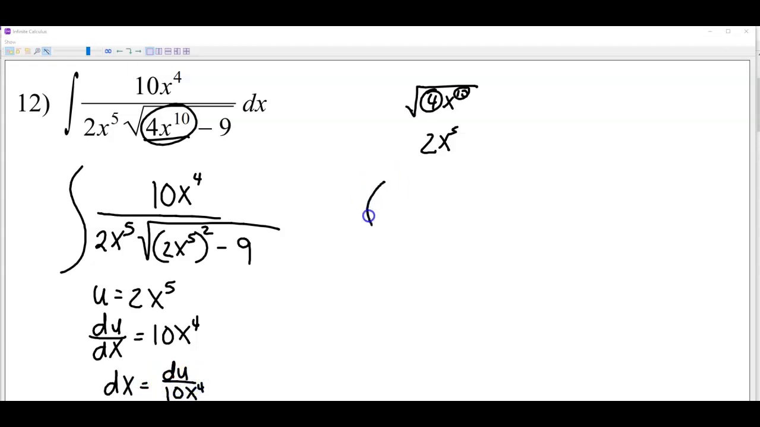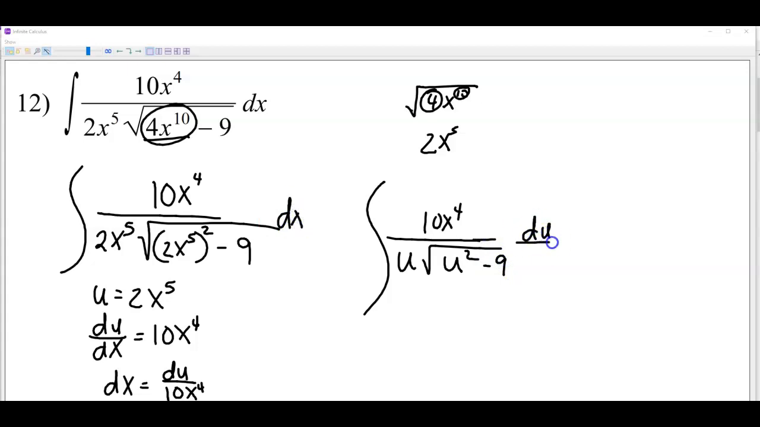Now we're ready for plugging the stuff in. We have our 10x to the 4th on top, 2x to the 5th on the bottom. We're going to replace the 2x to the 5th with a u squared. And as a matter of fact, I just realized this is also a 2x to the 5th, so we're going to put our u out here also. And then we have our minus 9 here. And we're going to replace the dx, which I forgot to write over here, with du over 10x to the 4th.